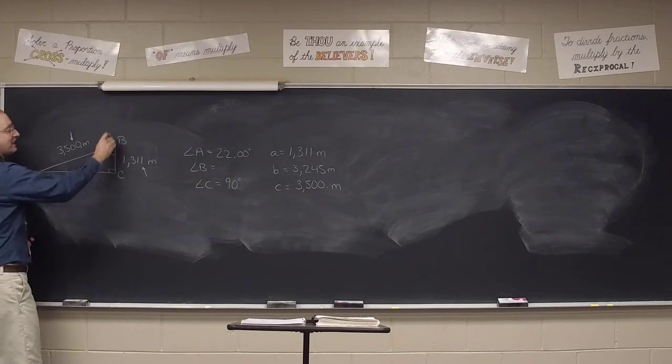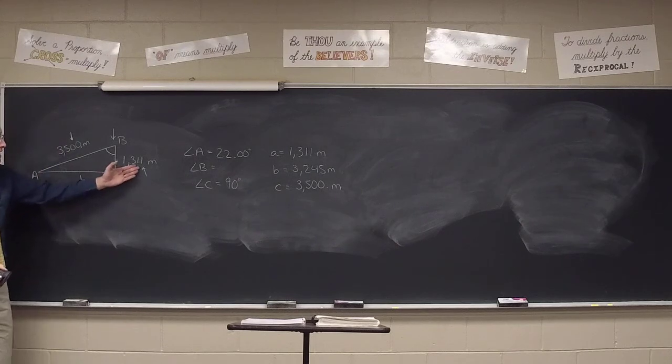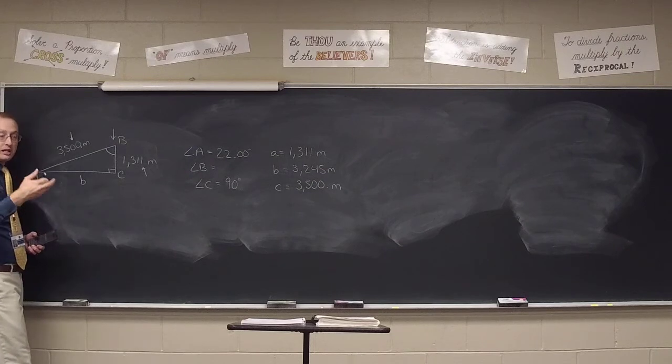But we're now finding angle B. So we're not marking A anymore, now it's B. Well, with respect to B, this is the adjacent, this is the hypotenuse, adjacent, hypotenuse. We should be thinking cosine.